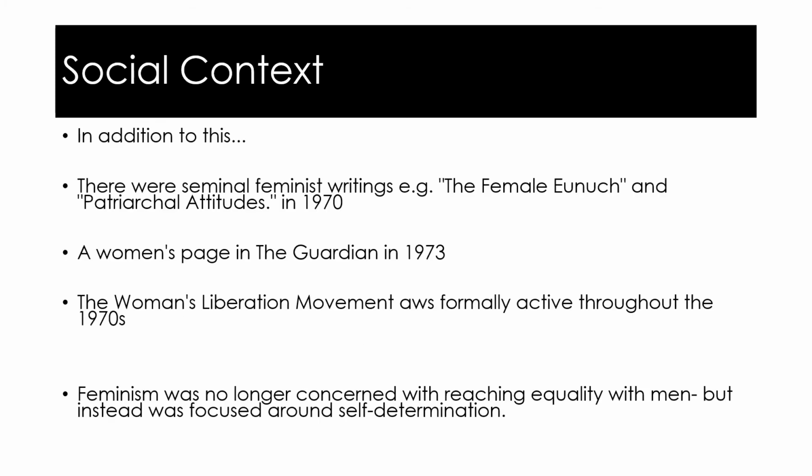Okay, in addition to all of those things then, there was also seminal feminist writing, so we had a new wave of feminism occurring. There was a woman's page for the first time in The Guardian, remembering that back in the day, before this new wave of feminism took off, things like newspapers and world affairs would be seen traditionally as something that would be consumed by a man. Those things even now were starting to recognise the new woman, and a woman's page was established in The Guardian in 1973. The women's liberation movement was formally active throughout the 1970s, and feminism was no longer concerned with reaching equality with men, but instead was focused around self-determination.